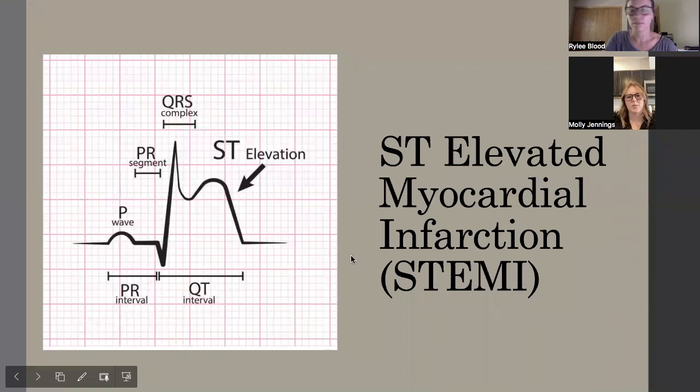Now we'll move into the ST elevation myocardial infarction, or STEMI. A STEMI is a life-threatening type of heart attack that requires immediate medical attention. This type of heart attack receives its name based on how it affects the lower chambers of the heart and the electrical impulse that passes through it. This is illustrated on an EKG in the picture above, where the ST segment shows an abnormal elevation.